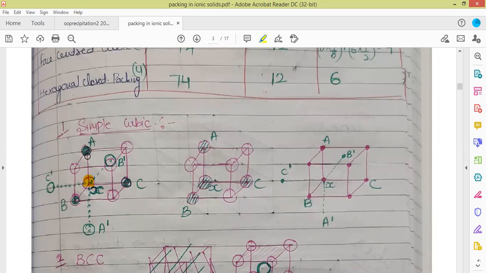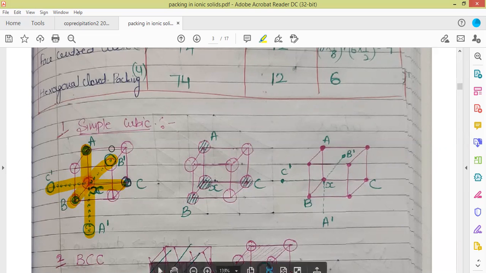So here the nearest neighbors are: this is 1, this is 2, this is 3, exactly opposite to this, and exactly opposite to this, this is 4, and one just outside the plane of the paper, that is B, and this inside the plane of the paper, that is B dash. So these are the 6 nearest neighbors for this corner of the simple cubic structure.